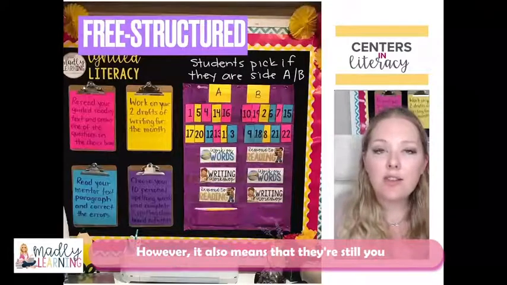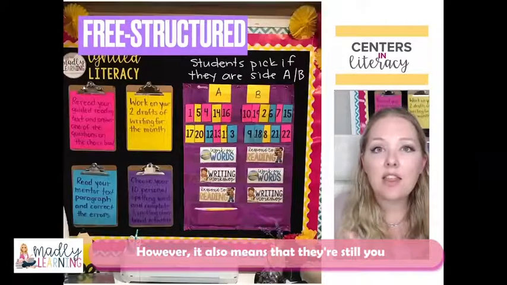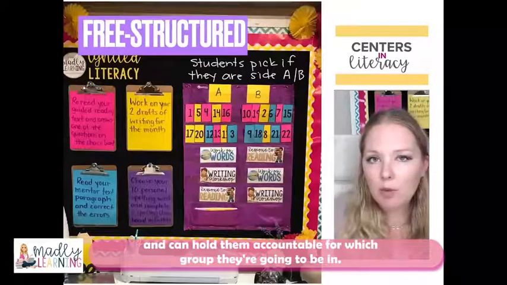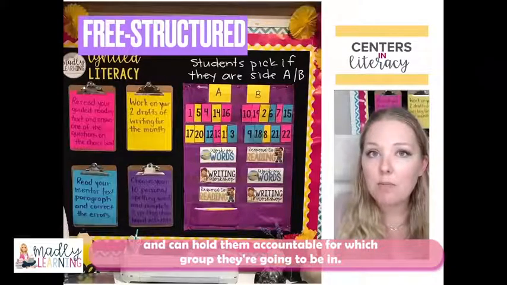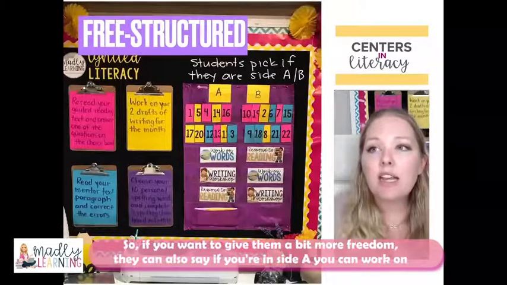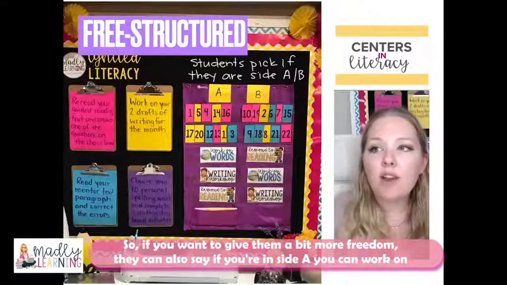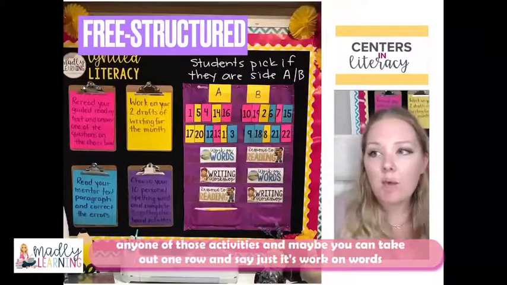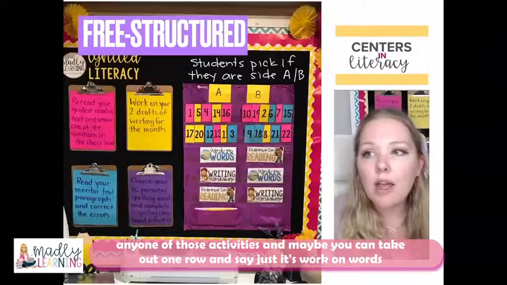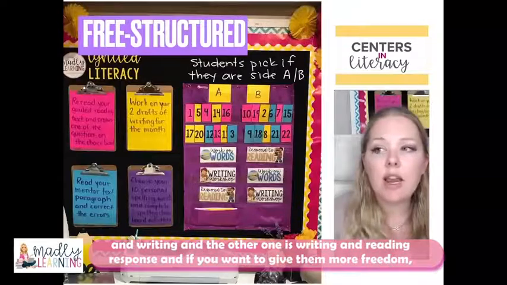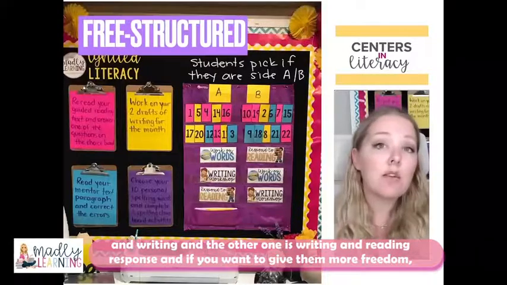However, it also means that you can hold them accountable for which group they're going to be in. So if you want to give them a bit more freedom, they can also say, if you're on side A, you can work on any one of those activities, and maybe you can take out one row and say just it's work on words and writing, and the other one is writing and reading response.